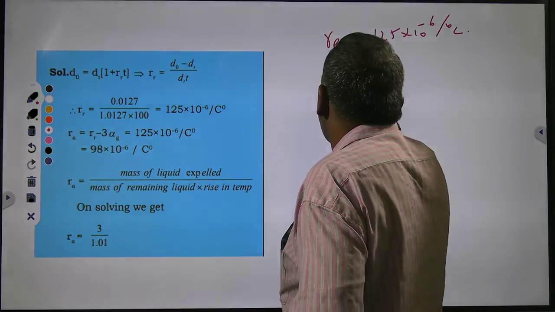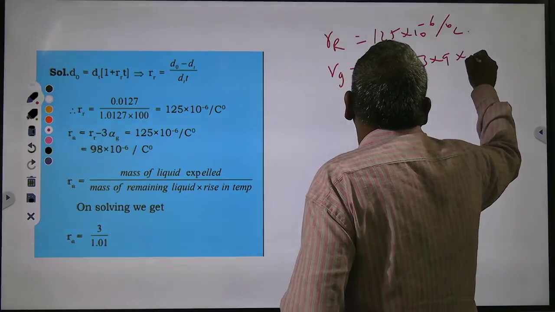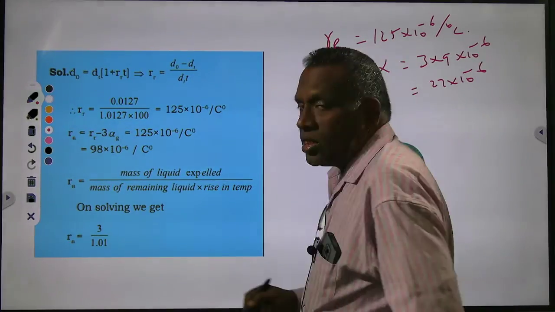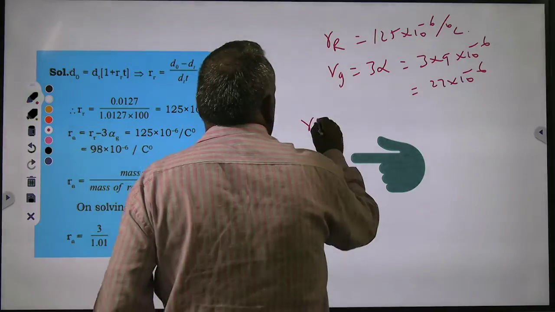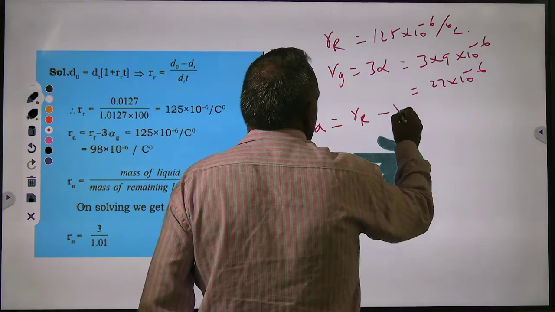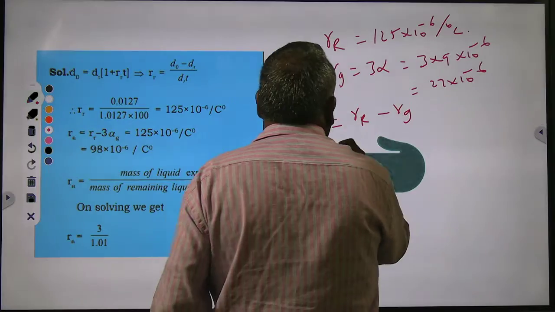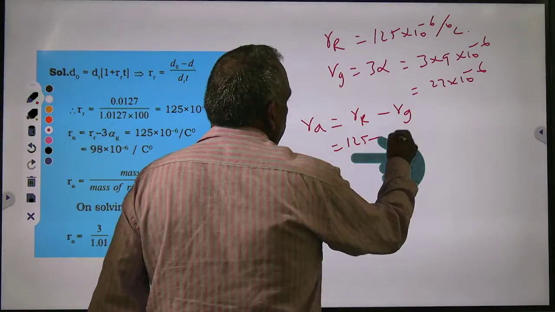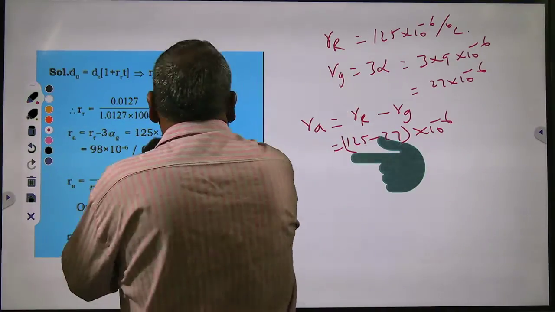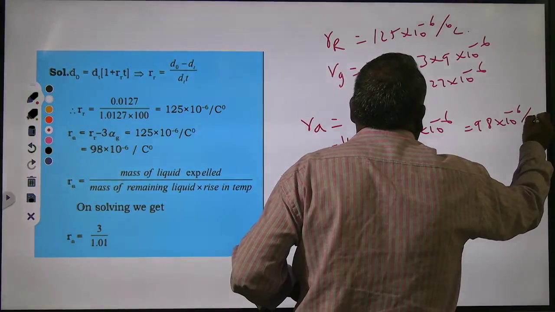Then gamma G is equal to 3 alpha. So 3 into 9 into 10 power minus 6, that is 27 into 10 power minus 6. This is gamma G. Then apparent expansion is equal to real expansion minus container expansion. So real expansion is 125 minus 27, into 10 power minus 6, that becomes 98 into 10 power minus 6 per degree centigrade.